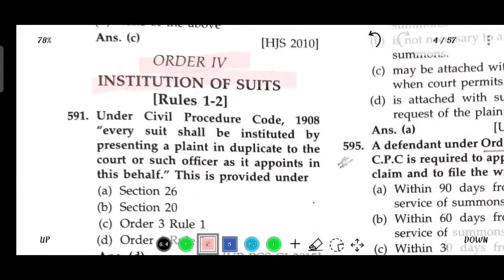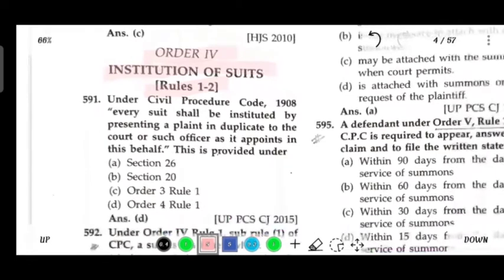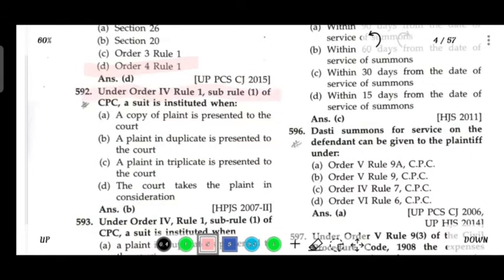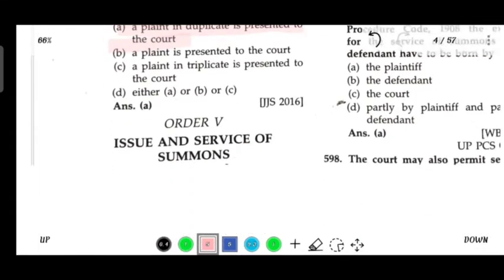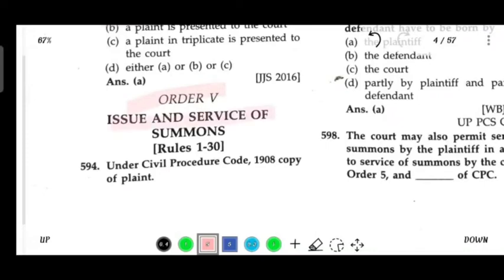Order 4. Institution of suit. Rule 1 and 2. Under the CPC, every suit shall be instituted by the presentation of a plaint in duplicate to the court or such officer as it appoints in this behalf. This is provided under Order 4, Rule 1. Under Order 4, Rule 1, Subrule 1, CPC, a suit is instituted when a plaint in duplicate is presented to the court. Order 5. Issue and service of summons.